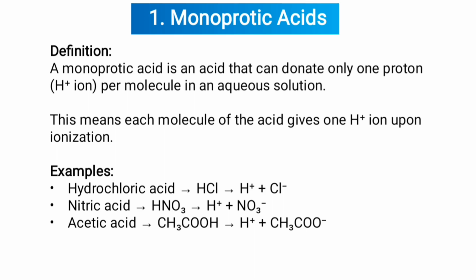Example: hydrochloric acid, mean HCl, gives H plus ion plus Cl negative ion. Nitric acid, HNO3, gives H plus ion plus NO3 negative ion. Acetic acid, mean CH3COOH, gives H plus ion plus CH3COO negative ion. Mean all these give only one proton per molecule after ionization.